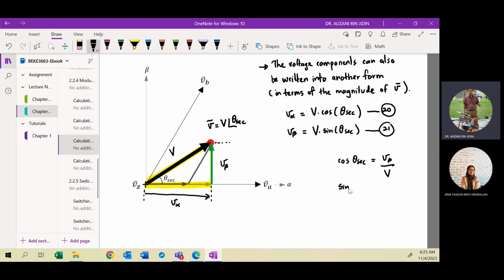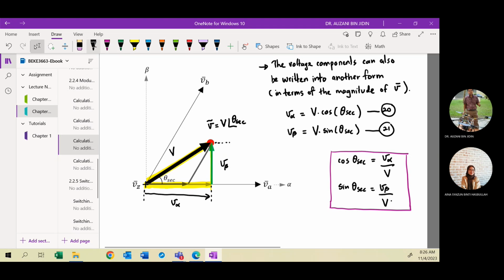Maybe I can write the formula here. Cos theta sector, sorry, this one is alpha. Sine is opposite, where opposite is V beta divided by V. Cos is adjacent divided by hypotenuse, and sine is opposite divided by hypotenuse. So you apply this equation to get equations 20 and 21 for solving V alpha and V beta.